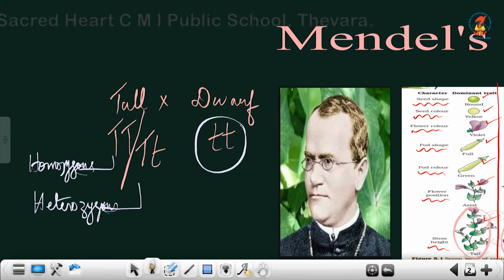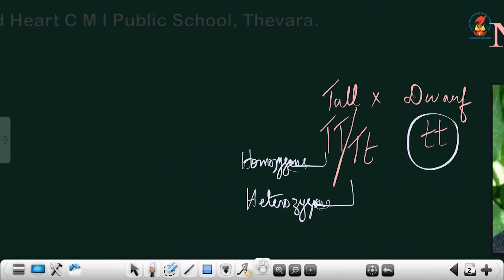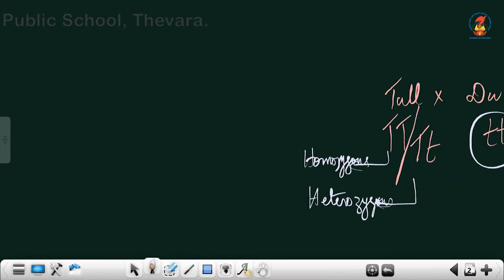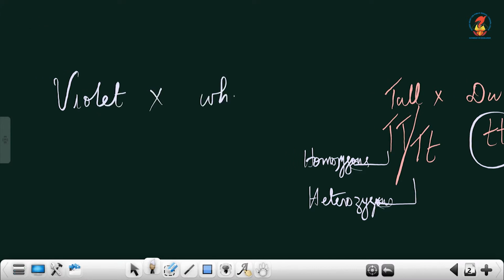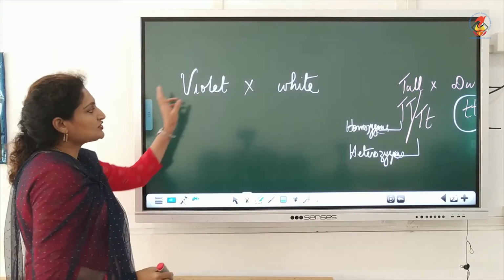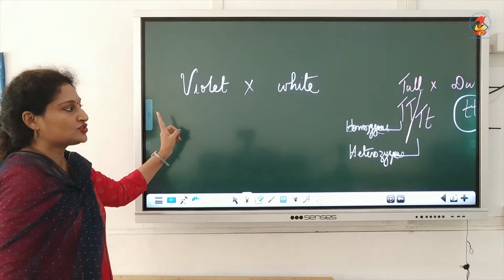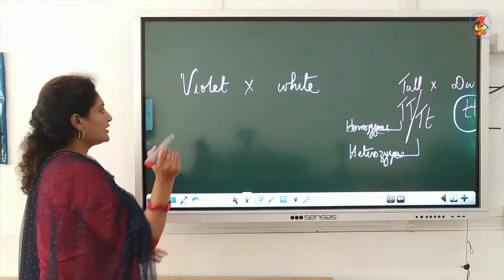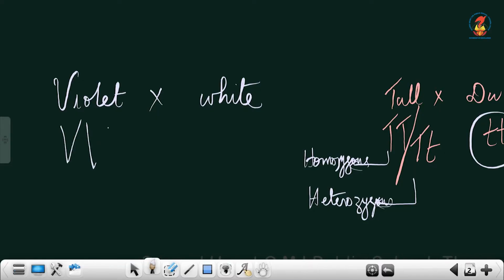Now, another example, I am going to assign based on another trait, violet cross white. So, plants with violet flowers were crossed with white flowers. So, now how are you going to assign the alphabets, or how are you going to assign the genotype? Now, which is dominant, violet or white? Violet is dominant. We learnt in the table, violet is dominant. So, you assign based on V. So, this will be capital V, capital V.